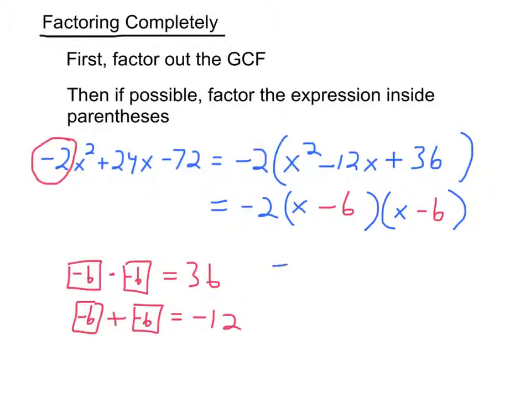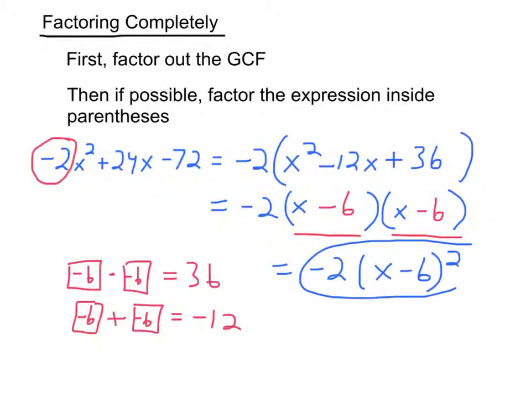And you can also rewrite this answer with the negative 2. And then since these two factors ended up being the same, you have x minus 6 and then another x minus 6, you can write that as x minus 6 in parentheses squared, because it's that same factor being multiplied by itself. And that would be a little bit more condensed way of writing that answer.